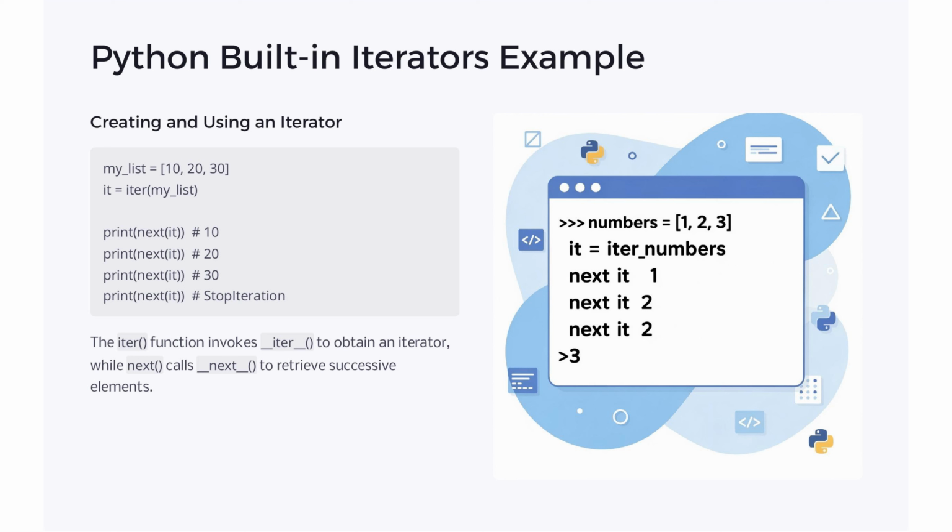In Python, the iter function calls __iter__ to create an iterator from an iterable, like a list. The next function then uses __next__ to access each element sequentially. For example, iterating over my_list yields 10, 20, and 30, before raising a StopIteration exception when elements are exhausted.